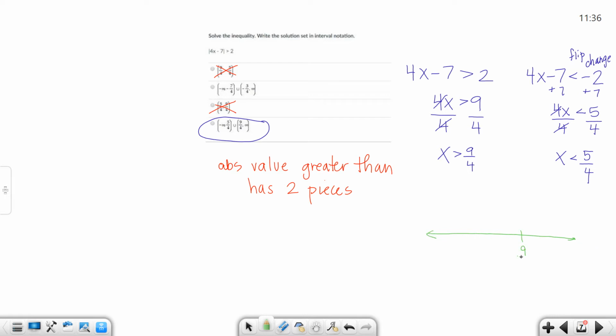here's 9/4 out here. You'll see it points in this direction, so we would shade in that direction. Here's 5/4 right here. You'll see this one points in the left direction, so I'll shade in that direction. So putting those together, we would have negative infinity to 5/4. This one uses parentheses since it doesn't have the little bar under it. And this one would be from 9/4 to infinity. And that's how that one would look.